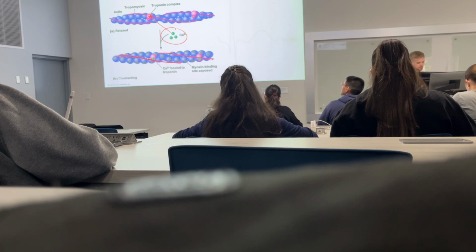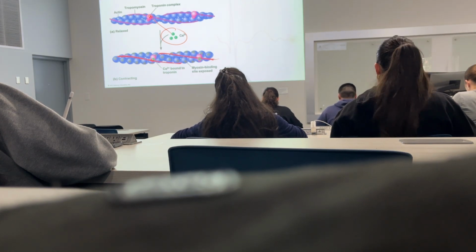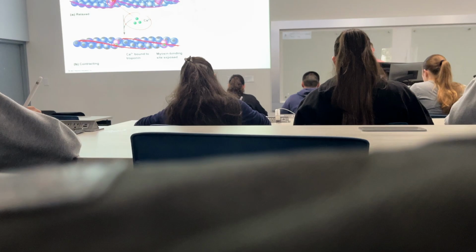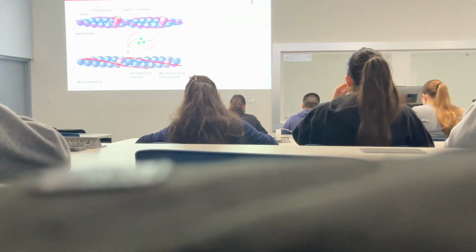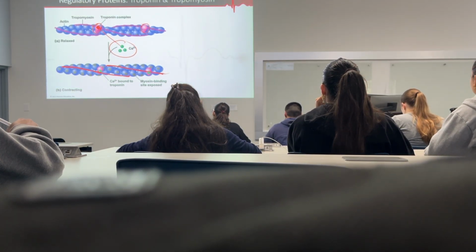Tropomyosin, the strand-like protein, off of the myosin binding sites on actin. So calcium binding to troponin exposes the myosin binding sites on the different globular actins. Because you have to remember that troponin is attached to both tropomyosin and to actin. And that when calcium comes along and binds to it, troponin changes its shape.